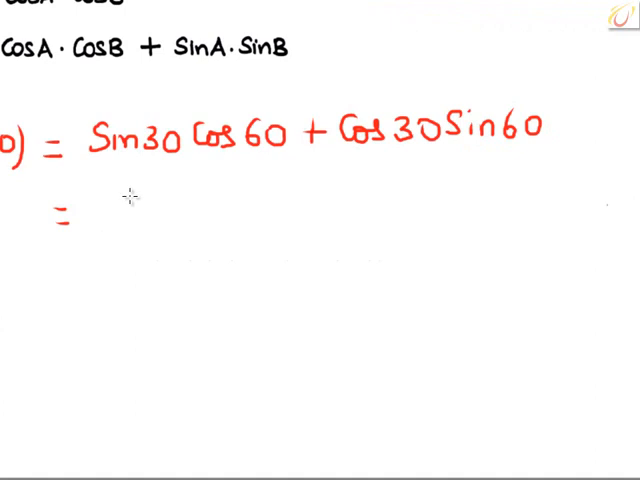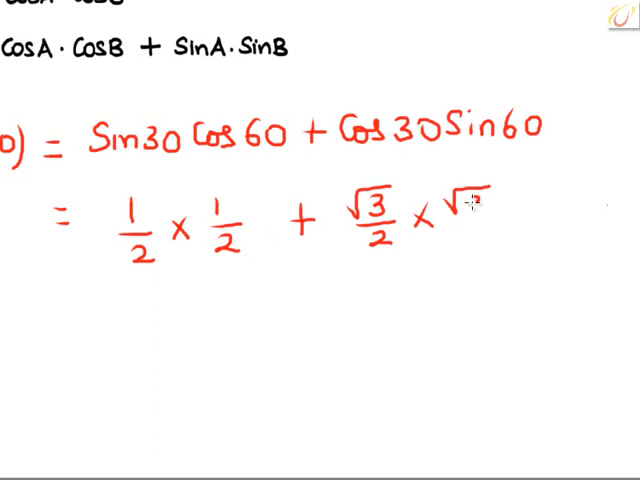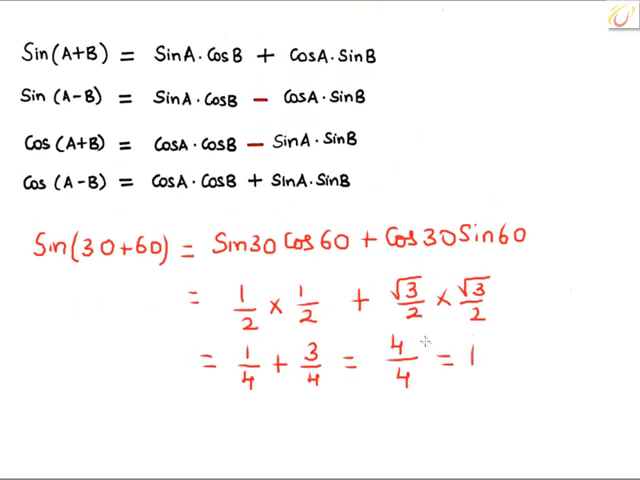So what is the value of sin 30? Sin 30 is half, multiplied by cos 60, which is also half, plus cos 30, which is root 3 upon 2, multiplied by sin 60, which is again root 3 upon 2. So half multiplied by half will be 1 upon 4, plus root 3 by 2 into root 3 by 2 will be 3 upon 4. As our denominators are same, we add them directly. So 4 upon 4, you will get the answer as 1.